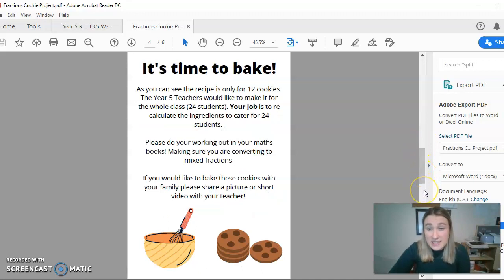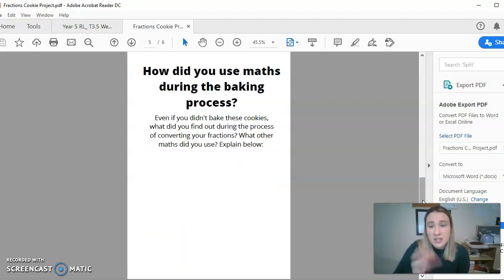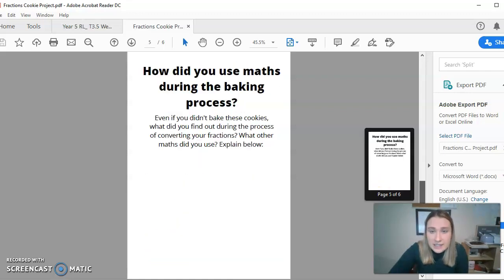That will make it a lot easier for us teachers to see and for you to work out as well, okay? Again, if you'd like to bake the cookies, I'd love to see photos, but remember you need parent permission, okay? And then you need to write up what maths you used during the baking process. You might not have just used fractions. You might have come across some other things of maths that we would love for you to explain and talk about below. So you need to write at least a paragraph, okay? If you like to write more, that's awesome, but minimum a paragraph, okay?